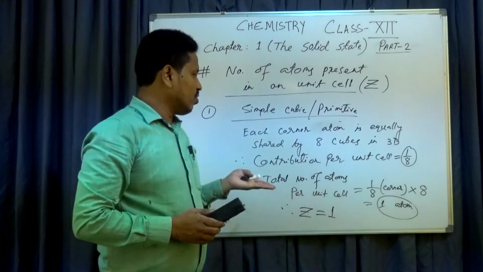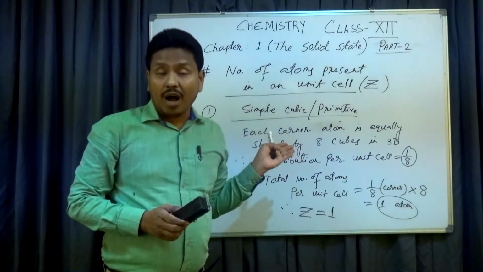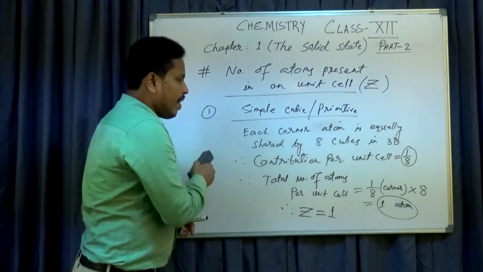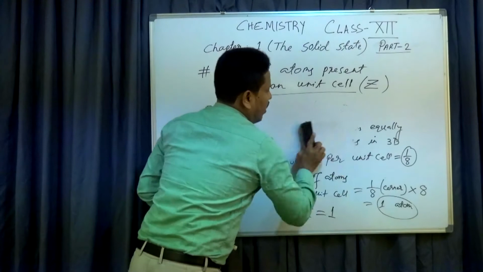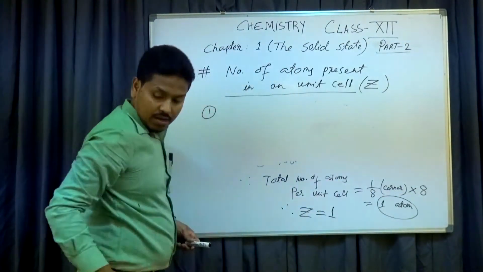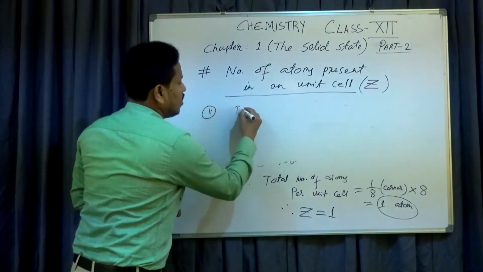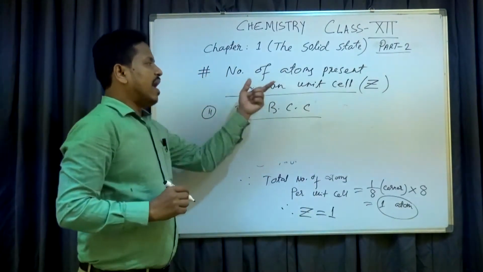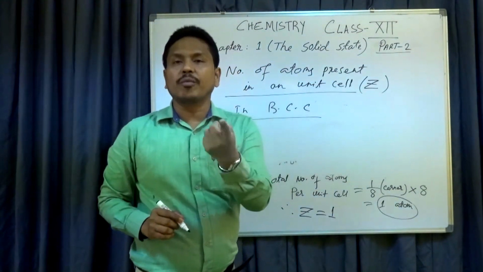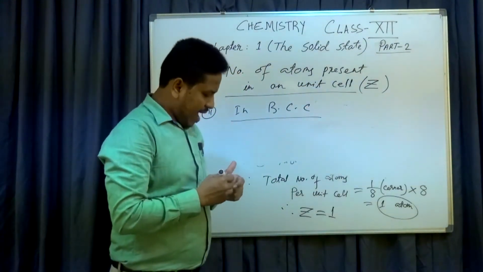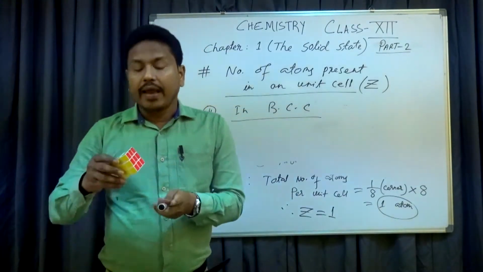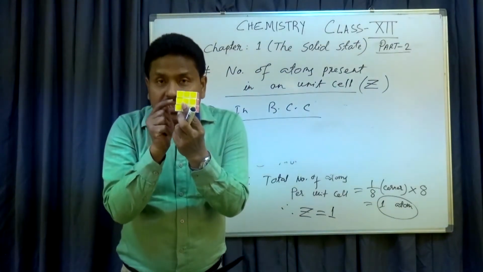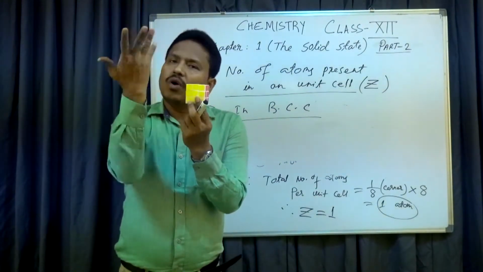In the examination also, you have to calculate the number of atoms in different types of unit cells: simple, BCC, FCC. Write down. Now I am continuing. Second case is body centered cubic. What is the value of Z? It means how many atoms in one unit cell. So students, already I have explained, in BCC there are atoms at the corners and at the body center. Corner atom I have already explained.